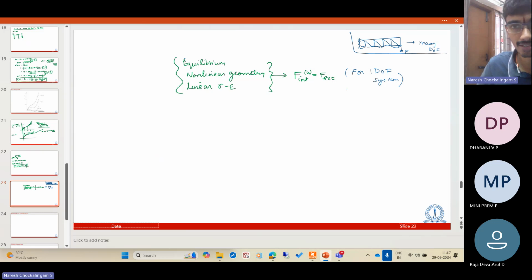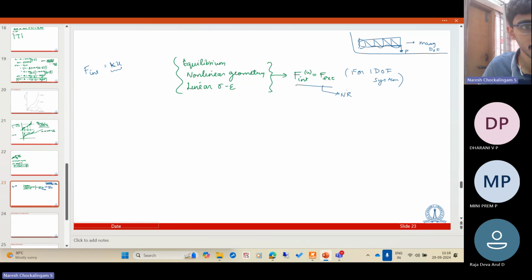So this is done. For a 1D system, we got this system of equations, and this is solved by Newton-Raphson iterations. Now, for a multi-degree of freedom system, first we have to get this F internal equal to F external. How do we get that? So until now, whatever we did was getting this. In the case of linear structures, F internal was Ku and F external was whatever it is. So for nonlinear structures also, we have to get this Ku.